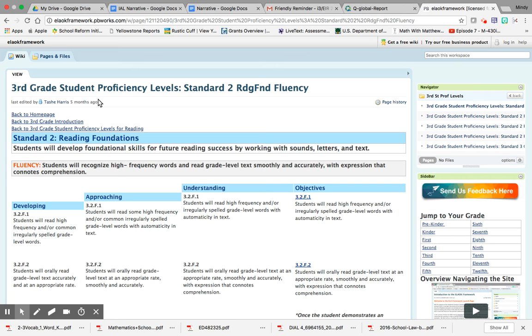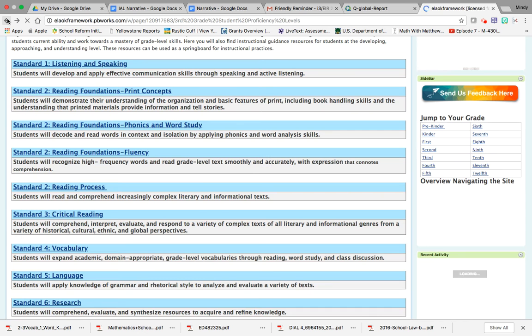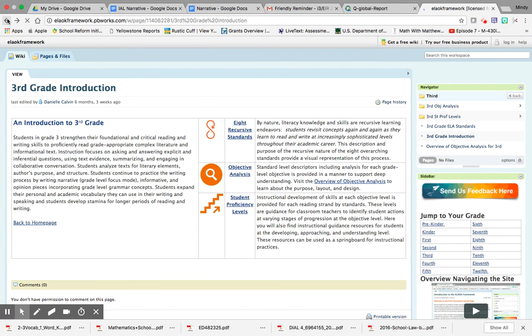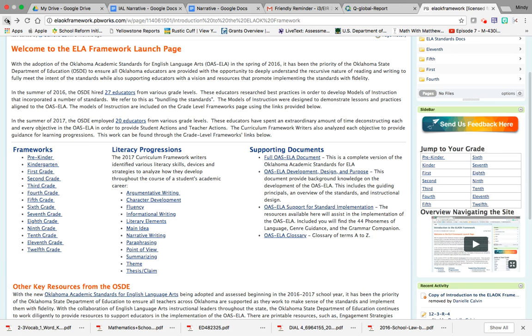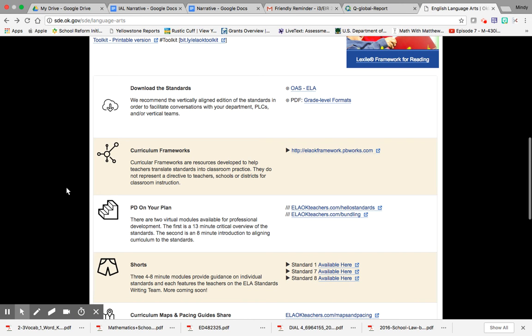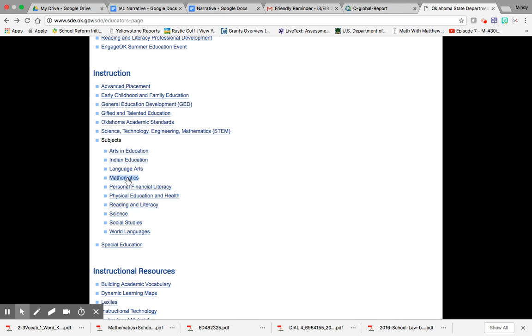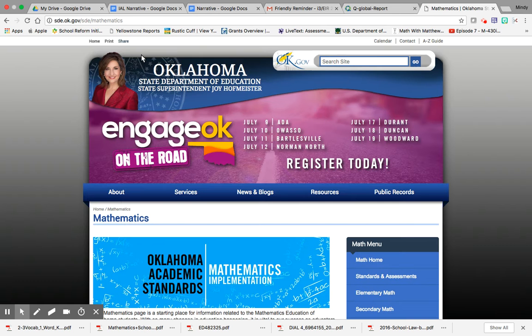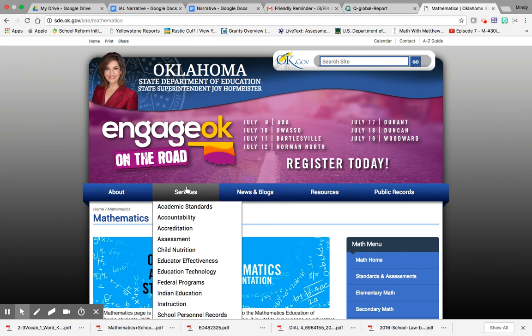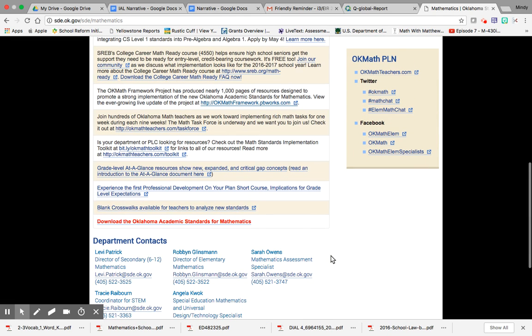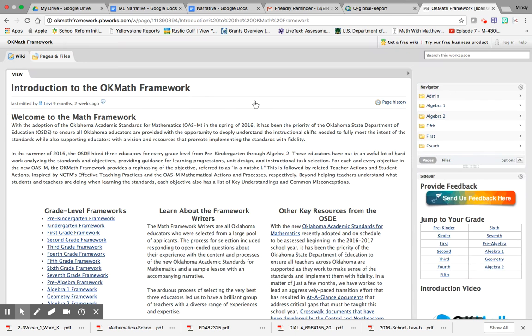Now I'm going to go back to math. And I'm just backing out. Again, I think there's an easier way probably, but I don't want to miss anything. So mathematics. And if you notice up here, if you want to go to language arts, put in language arts there. Mathematics. So again, I'm going to the frameworks. These are really good. And again, I'm just going to go to third grade.